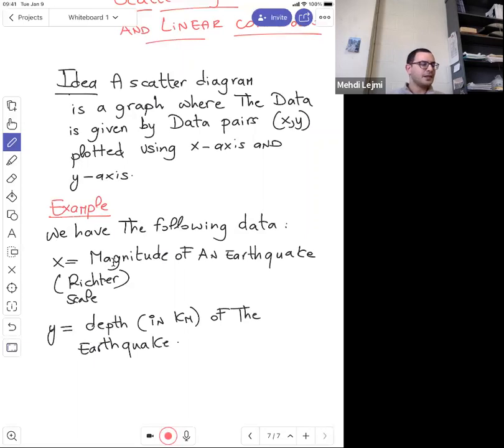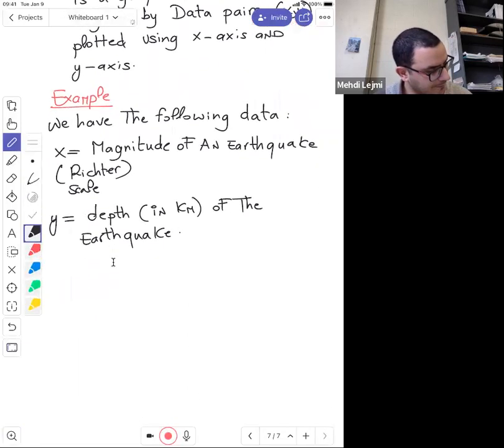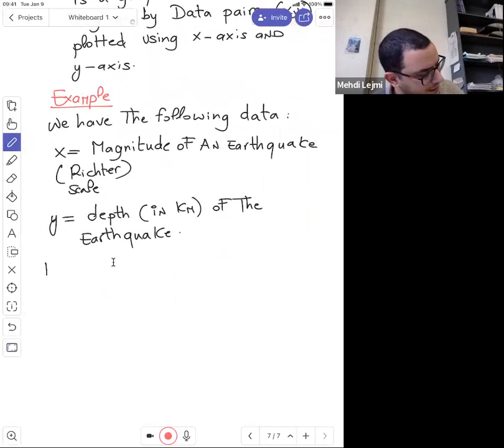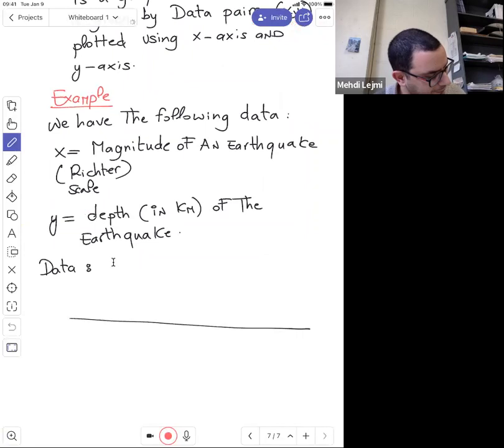Okay, so as you can see, guys, here we don't have just one data value. We're going to have pairs of data values. So the data, in this example, has two variables: variable X and variable Y. As I said, the X represents the magnitude of the earthquake, right?